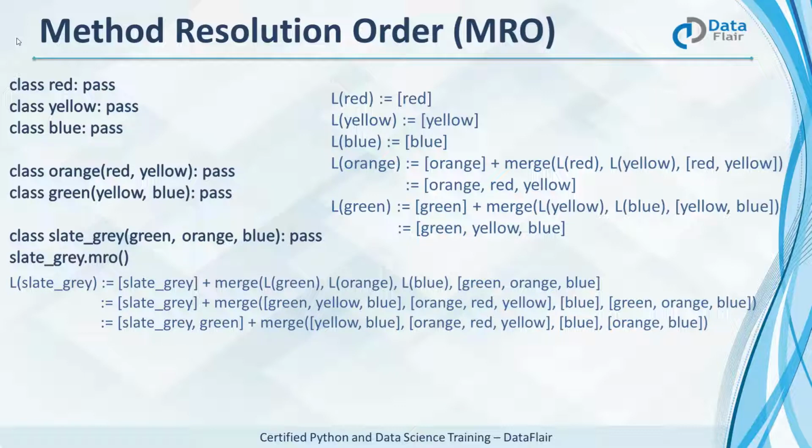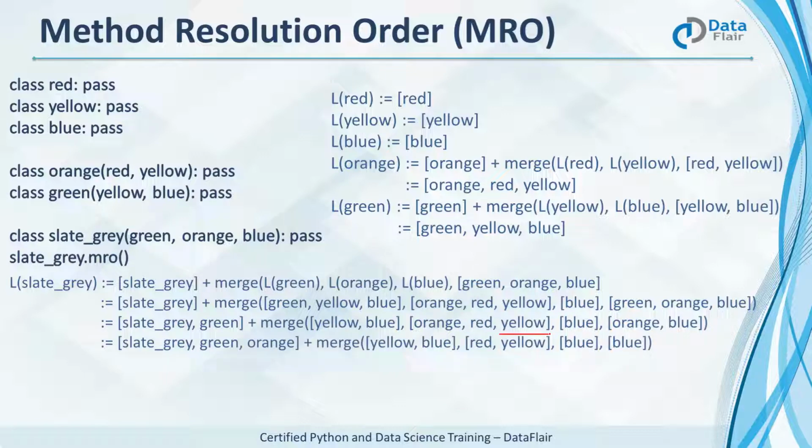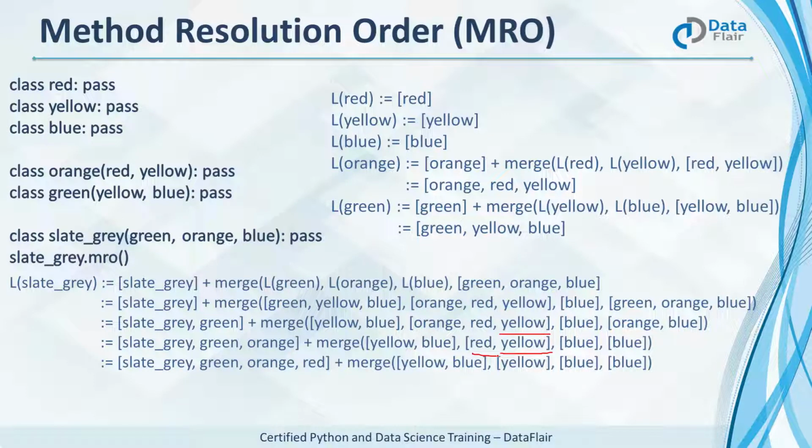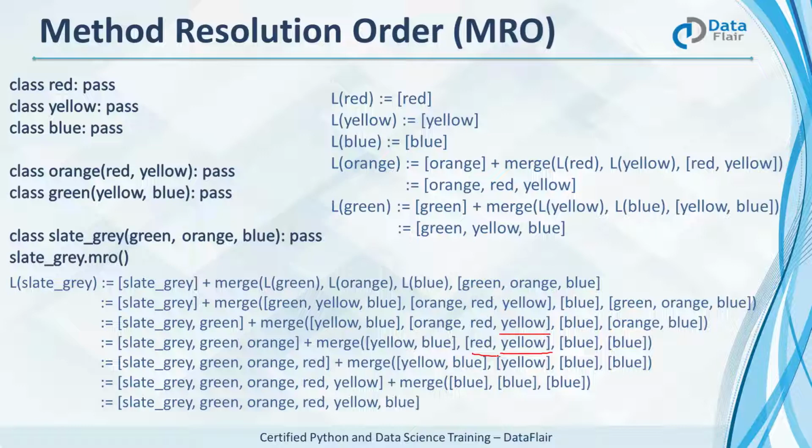We still have four lists to merge. Now Yellow is not a good head because it appears at the end in the second list. Orange? Yes, it's a good head. Let's take it over. These are the four lists that remain now. Yellow is not a good head because it appears second in the second list. But Red is a good head. Now, Yellow is a good head. Let's take it over. And now, all that's left is Blue, and it is a good head too. What we get now is the MRO for Slate Gray: Slate Gray, Green, Orange, Red, Yellow, and Blue.